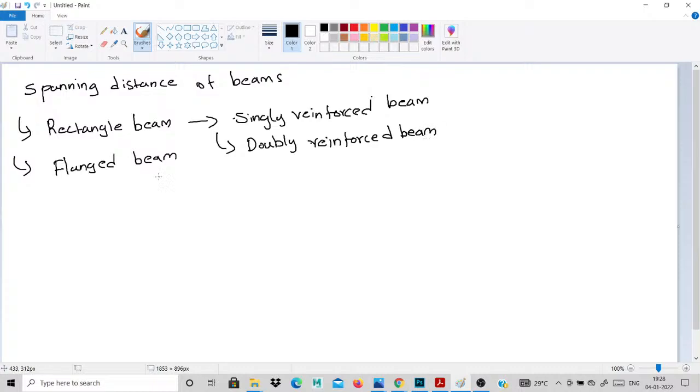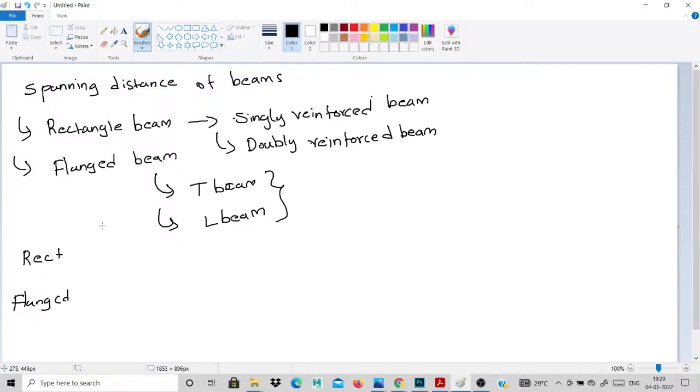Now for the flanged beam, the T beam is available, and another one is the L beam. You design based on your moment condition. You go for a singly reinforced or doubly reinforced rectangular beam, and for a flanged beam you go for a T beam or L beam. Next, the spanning condition for rectangular and flanged beams.